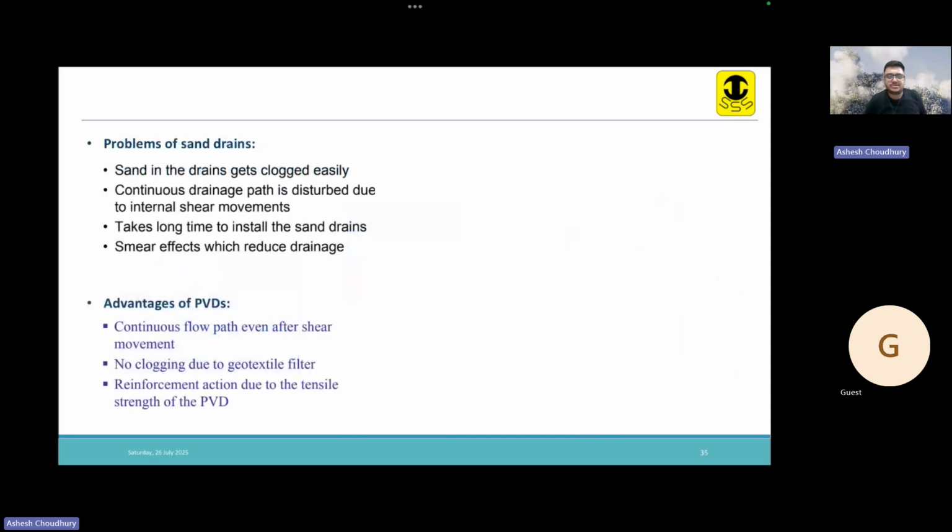Smear effect reduces drainage. So what does smear effect mean? When you are constructing the sand drains, say this is a sand drain, the soil just in the vicinity of the sand drain gets disturbed. Due to this disturbance, the permeability of the soil around the sand drain gets reduced. So the efficiency of the sand drain gets reduced. This effect is called smear effect. The soil surrounding the sand drain gets disturbed and the permeability gets reduced.